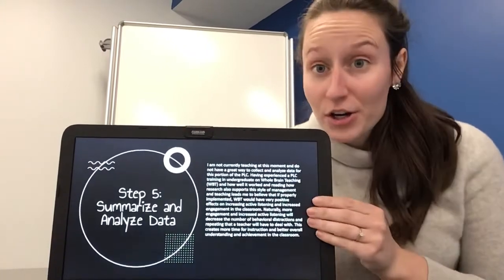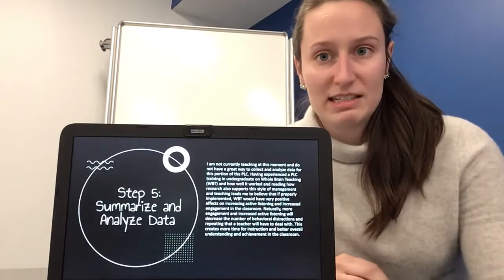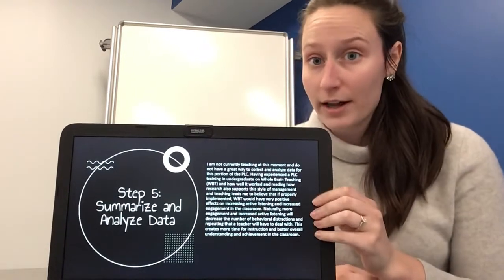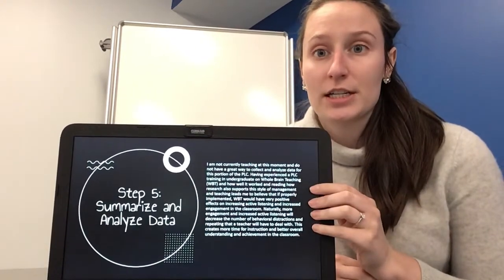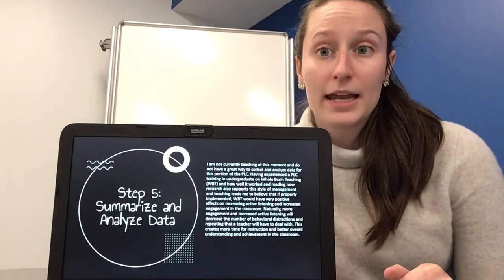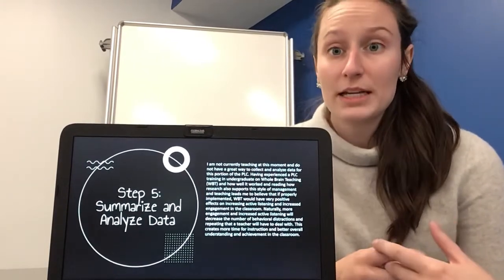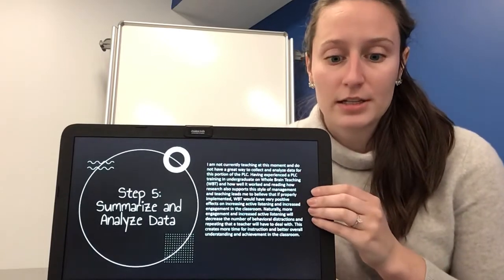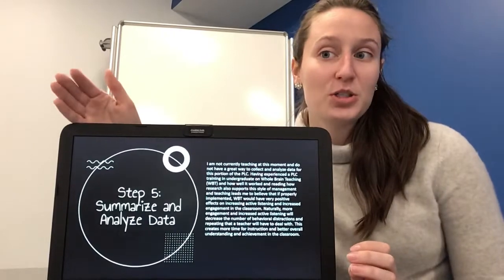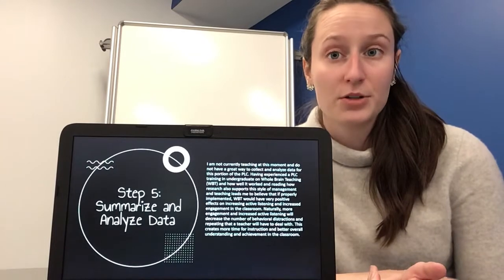Since I'm not currently teaching in this moment, I do not have a great way to collect and analyze this data. Having experienced a PLC on whole brain before and having used some of these strategies previously in student teaching, I can tell you from experience that I had a lot less redirecting in my classroom and repeating myself when I implemented these strategies. Whole brain teaching is something that you can use from pre-K all the way up to 12th grade, and it all just kind of depends on how you introduce it and implement it in your classroom.